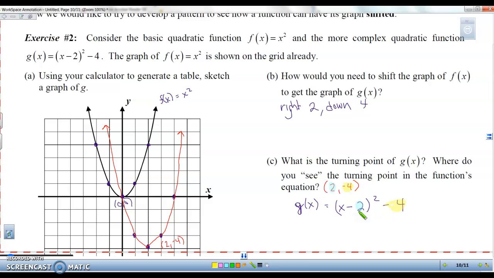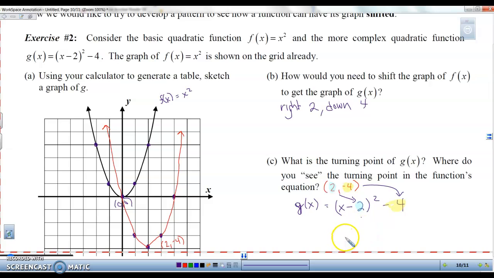The sign is going to be opposite for inside the parentheses. So if this is 2, this is going to be -2. If this is -4, this stays -4. So whatever's in the parentheses is always going to be the opposite sign to tell you where the vertex is. This is where you find the vertex. Okay, so the vertex is at 2, -4.